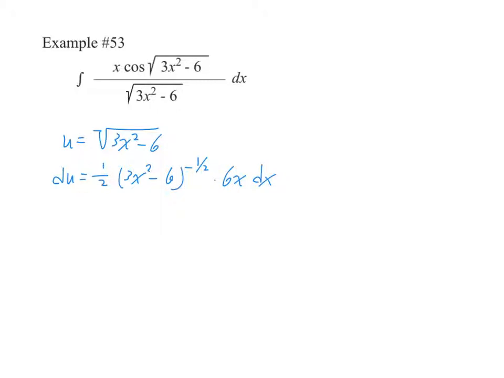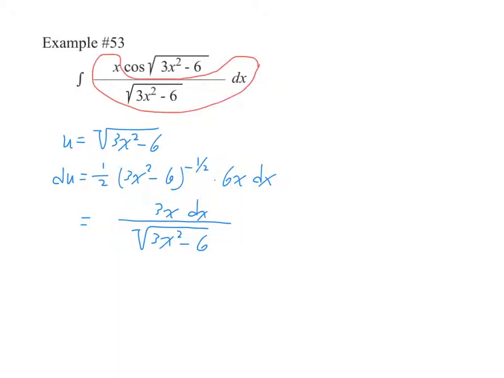Now that's a lot of stuff, but it simplifies. The 2 and the 6 should combine together to be a 3x. And that 3x squared minus 6 to the negative 1/2, that's a root on the bottom. So I need all these pieces as part of du. I have most of them. Let me circle them just so you can see. Right there they are. They're even in the correct places. The square root of 3x squared minus 6 is on the bottom, x is on the top, dx is there.